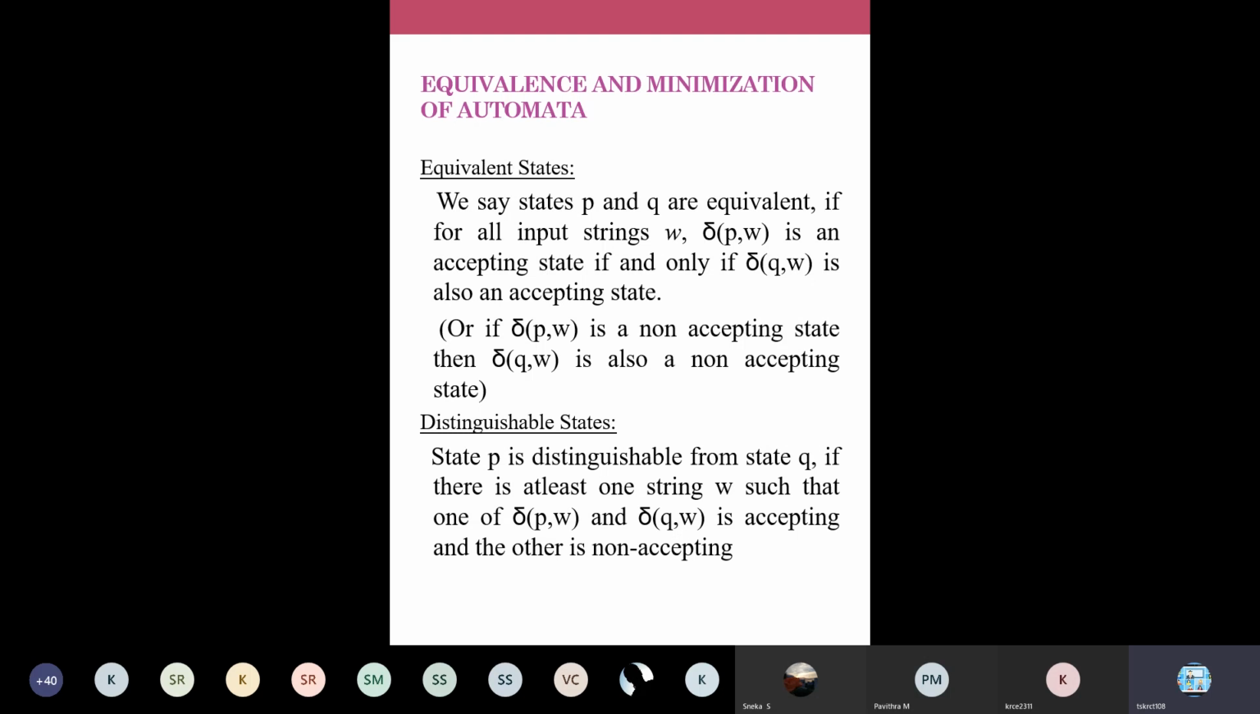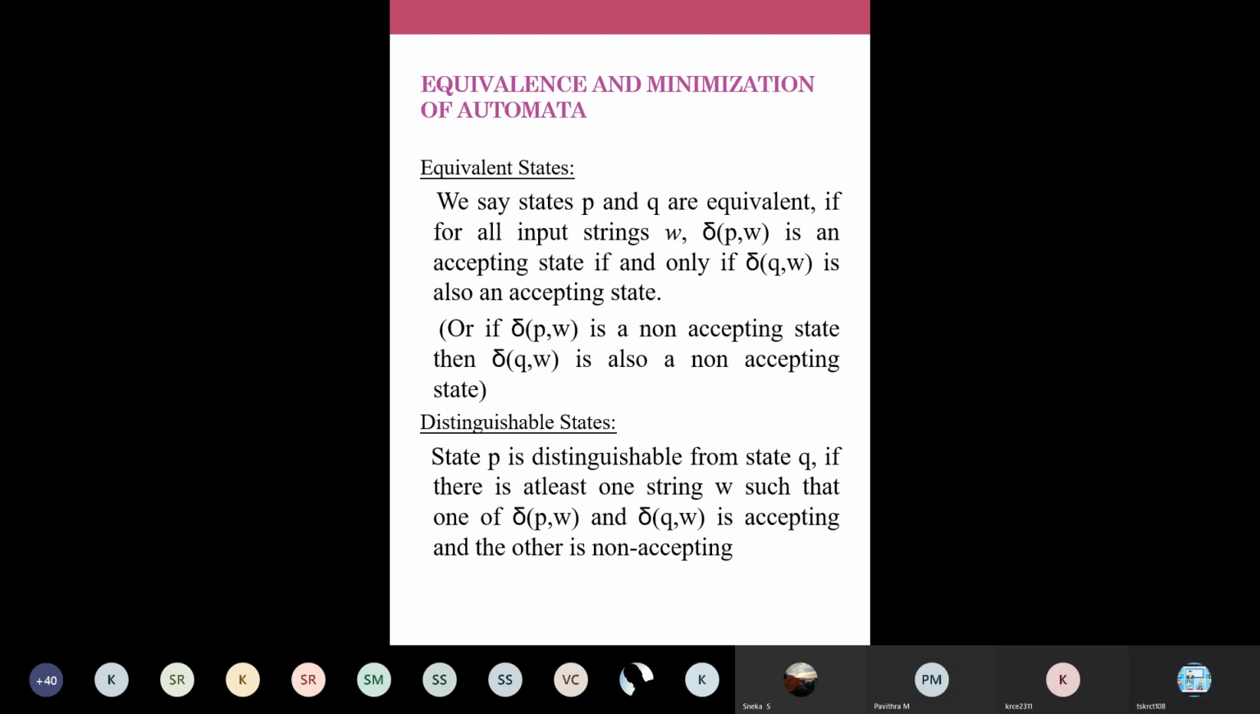I'll read through this statement and then we'll go for a problem. We say states P and Q are equivalent if for all input strings W, delta of P comma W is an accepting state if and only if delta of Q comma W is also an accepting state. If you are able to understand these 4 lines, you can do this problem. Imagine there are 2 states. We can say that P and Q are equivalent if, for all input strings, for any possible string, you apply that string on state P and delta of P comma W is an accepting state.